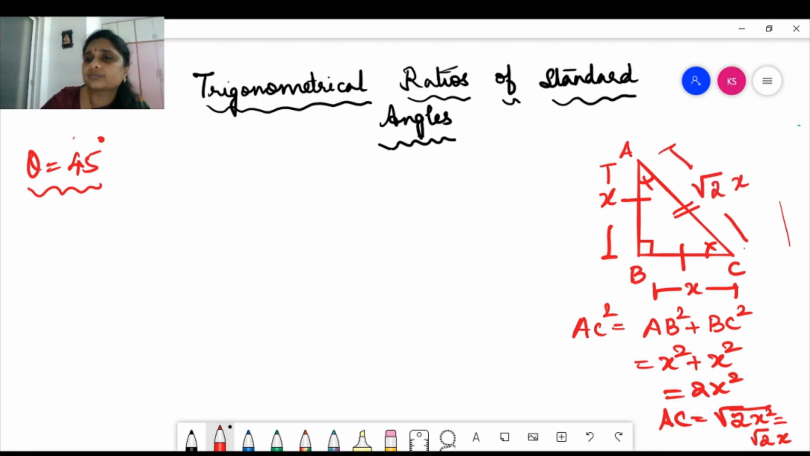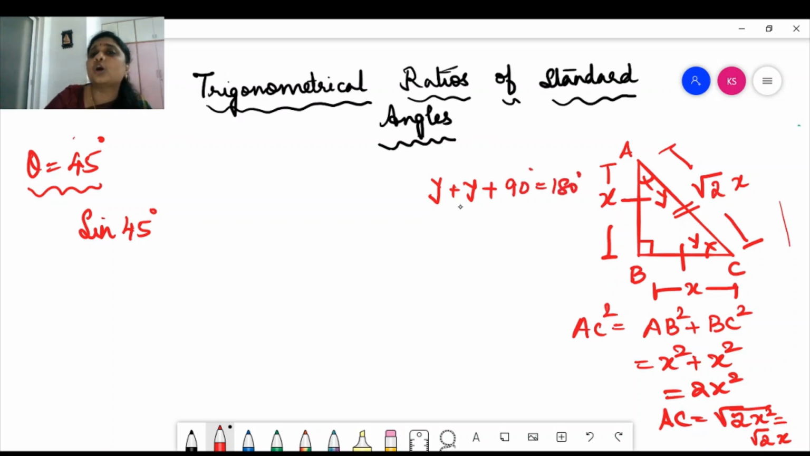Okay, now let's quickly move on and find the T ratio values of 45 degrees. So what is sine 45? Now these two angles are equal, right? So what is the measure? Let's quickly find that. If this is 90, I'm going to take this angle measure as y and this angle measure as y. So you know that y plus y plus 90 is going to give 180, because this is a property of a triangle, the angle sum property. The sum of the interior angles of a triangle always sums up to 180.